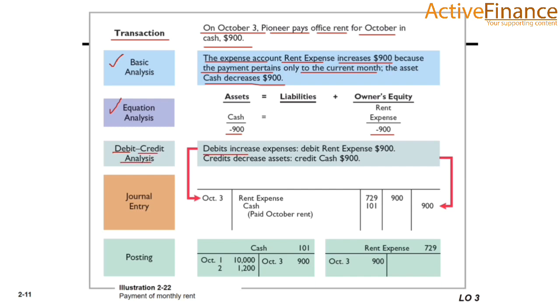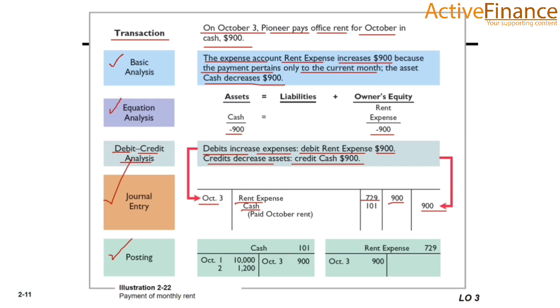So debits increase expenses. If expenses increase, they are debited. That's why we will debit the rent expenses, which is 900, and credit the assets if they decrease. That's why we will record on the credit side cash 900. So this is the general entry in which we will provide here the debit, and if the rent increases, this is the rent's reference number and this is the debit amount, and cash decreases, which is 900. So now we will post this entry in the general ledger.